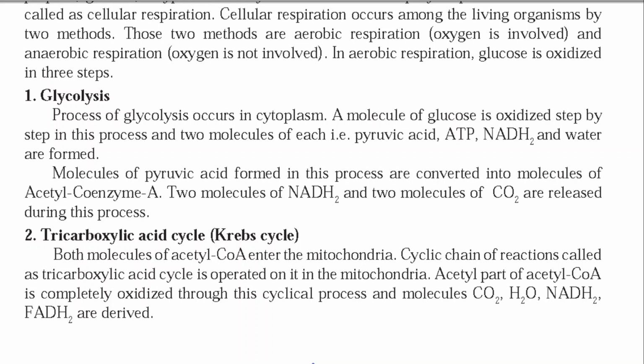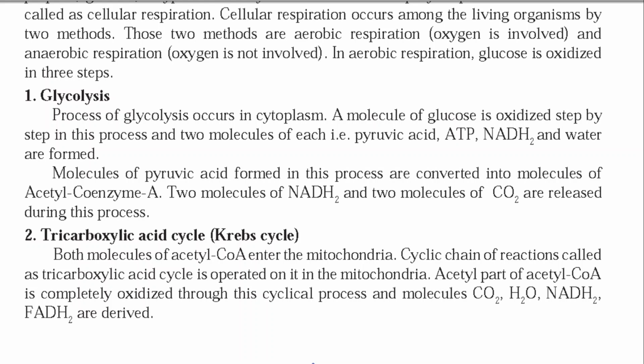This ATP is the energy. A simple example: when we burn wood or paper, heat energy is produced. For that, burning is required, and for that oxygen is required. Something similar happens in the cell. When this glucose is burned, it produces pyruvic acid, ATP, that is the energy, and NADH2 and water. Further, this pyruvic acid is again oxidized and converted into acetyl coenzyme A, NADH2 and carbon dioxide.